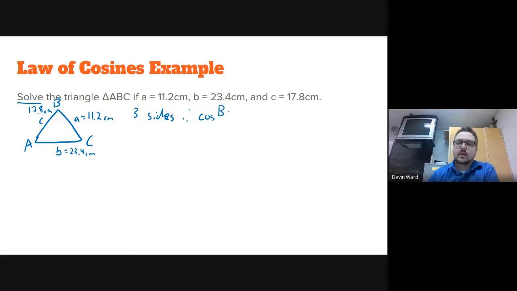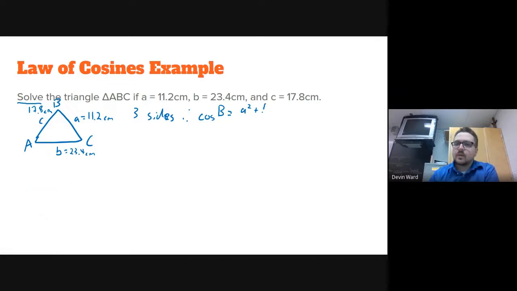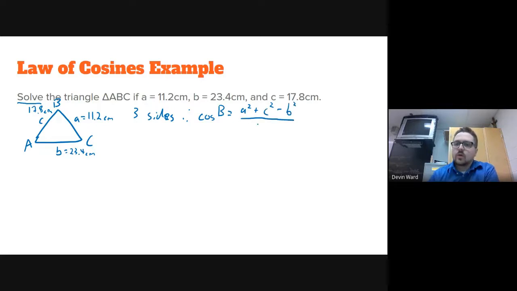So cosine of B will be equal to A squared plus, sorry, when I was in university, we always did it based on C. So I kind of default to that. B squared minus, oh my God, I just did it again. Your supply teacher thinks I'm a moron right now. B squared, all over 2AC.